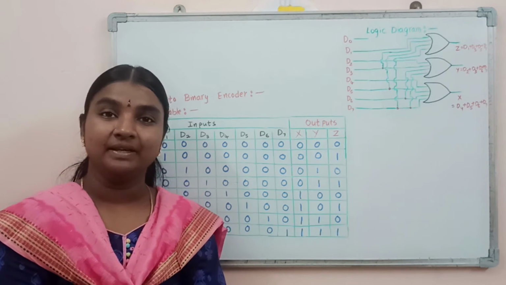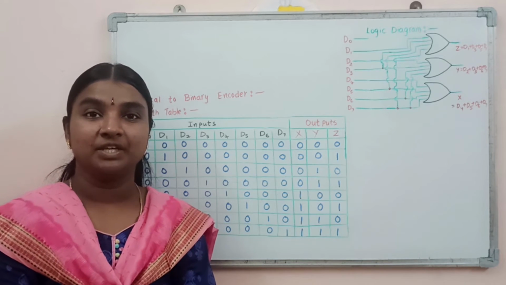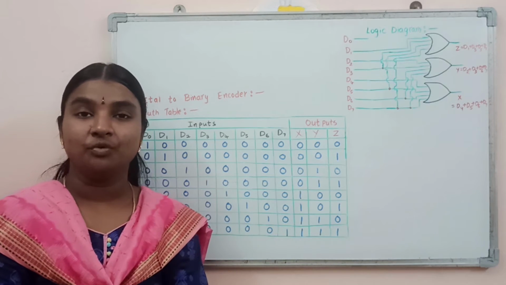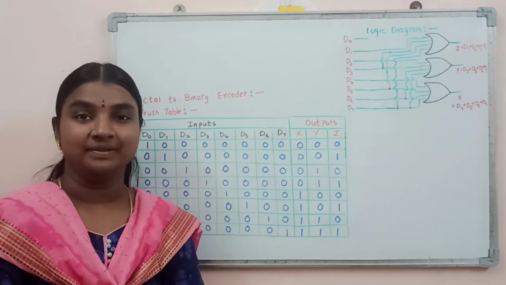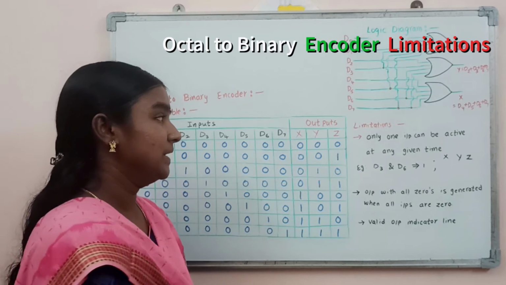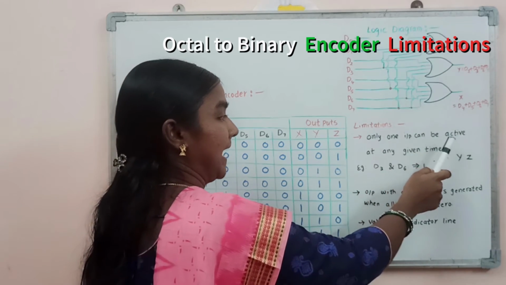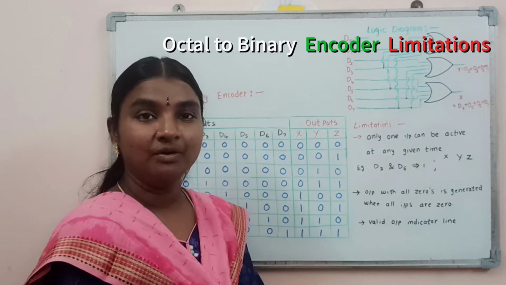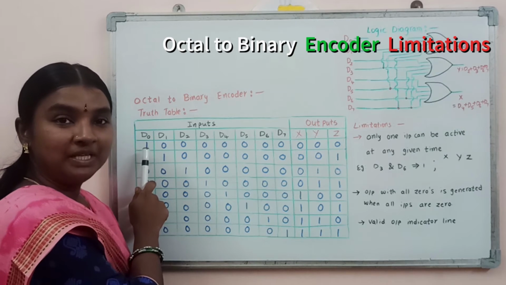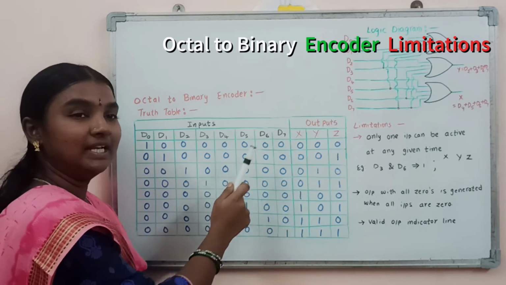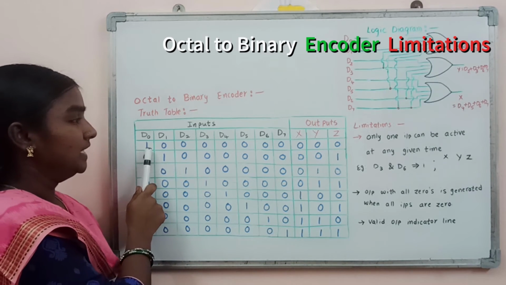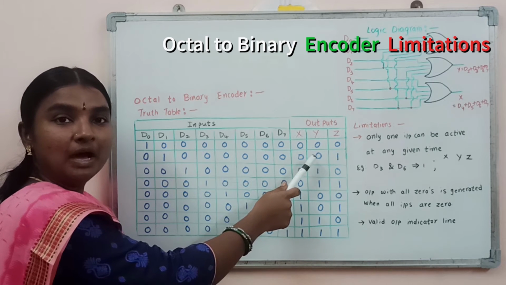In this manner, we may implement any encoder circuit like a 4 to 2 line encoder or a 16 to 4 line encoder. In this encoder circuit, we have two limitations. The first one is that only one input can be active at any given time. Coming to this truth table, at any time only one input is active and all other inputs are 0. When one input is equal to 1, it generates that respective binary code.